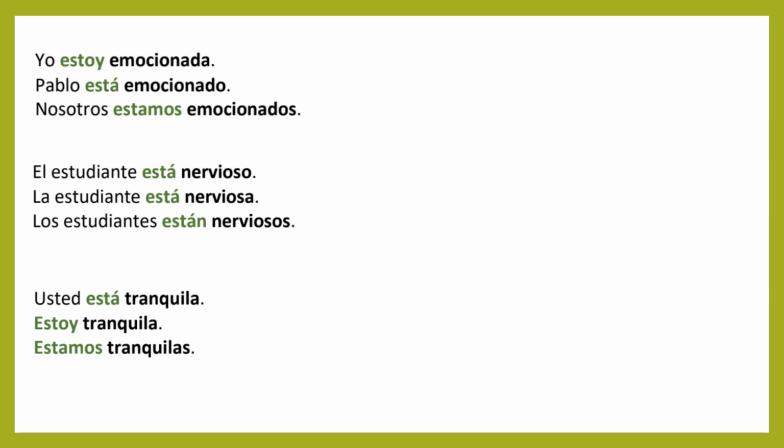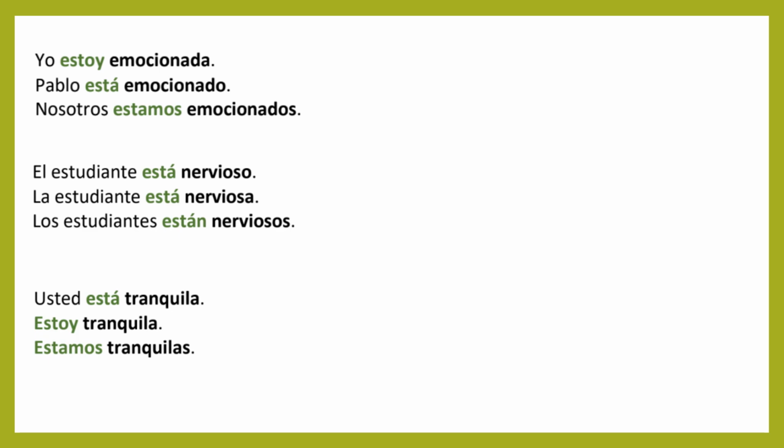So you see how it all agrees all the way across. Same thing with los estudiantes están nerviosos. The verb están is going to be on the right side of the chart on the plural side. Los estudiantes is plural and nerviosos is plural. So all the way across it agrees with the number, with the plurality. And then lastly, estamos tranquilas. Again, estamos is we are, that's plural, and tranquilas is feminine plural, so it agrees.